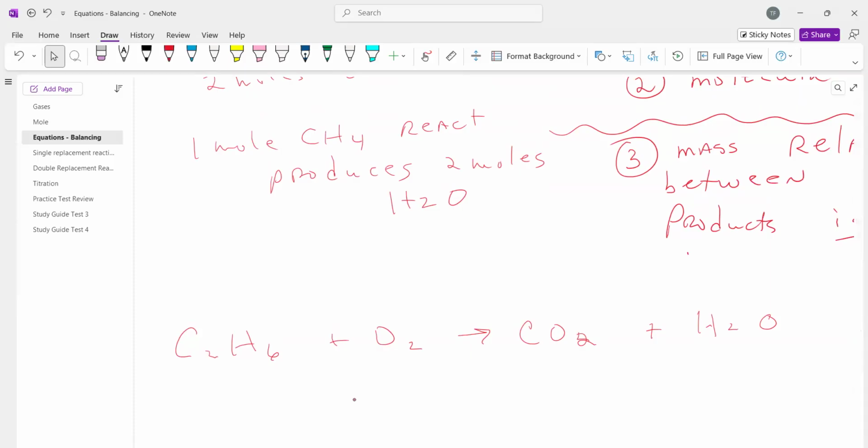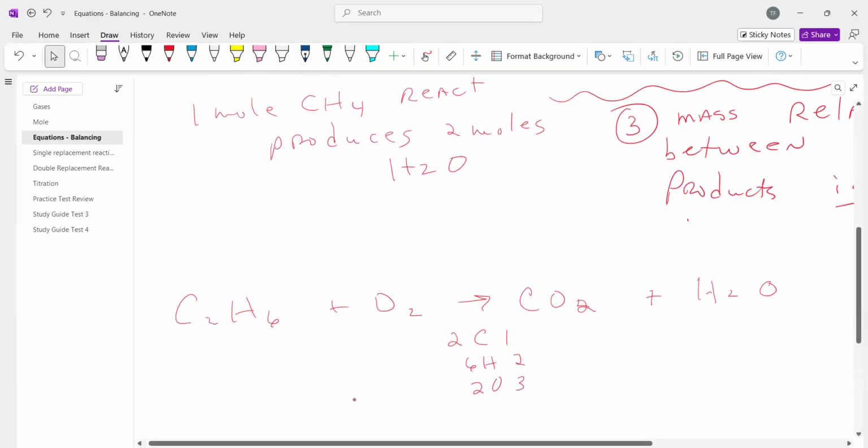Okay, step number one, take an inventory. We've got C's, H's, and O's. How many C's on the left? How many on the right? One. We already got a problem. H is on the left, and on the right, and then 2 and 3. So this thing is not balanced whatsoever. Let's start changing coefficients to balance this out. Let's balance the carbons first.